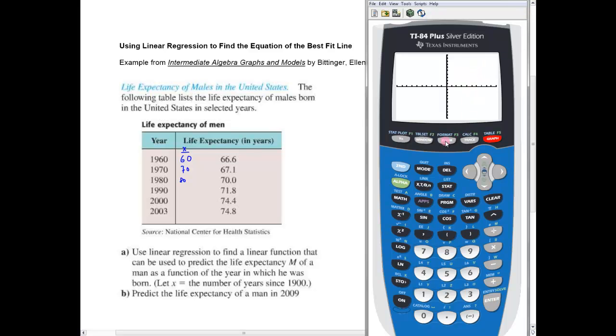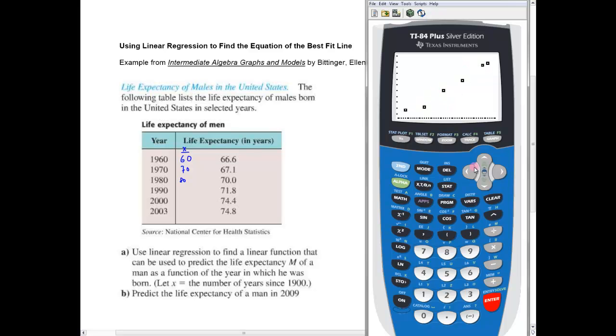And the way I'm going to do that, there's a special zoom feature. If I go to the zoom button and arrow down here a ways, I think it's zoom number 9, zoom stat. And what that does is that looks at the data you're trying to plot and will automatically create a window to contain those. And so you can see that there's definitely an upward trend.